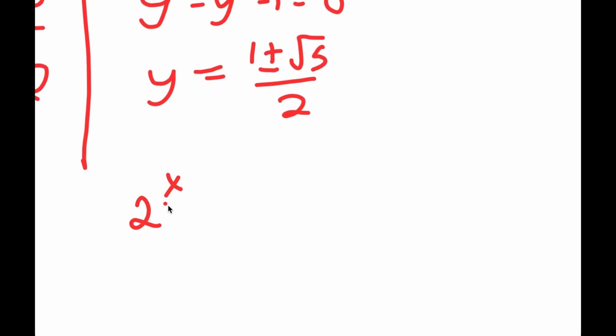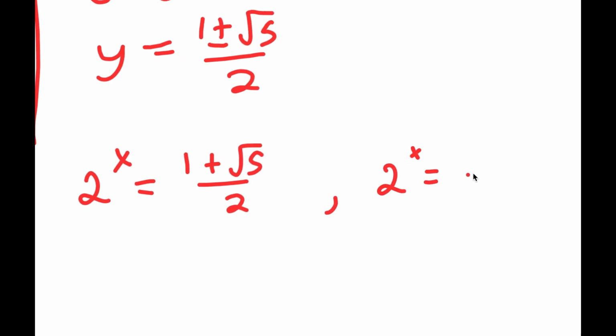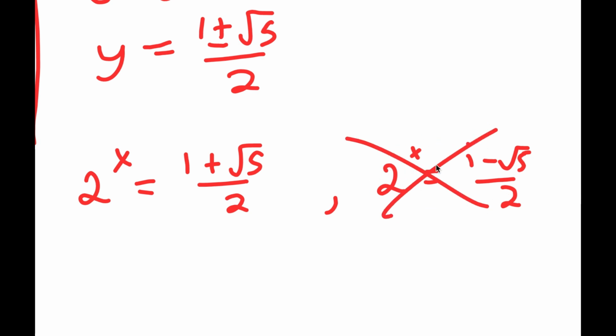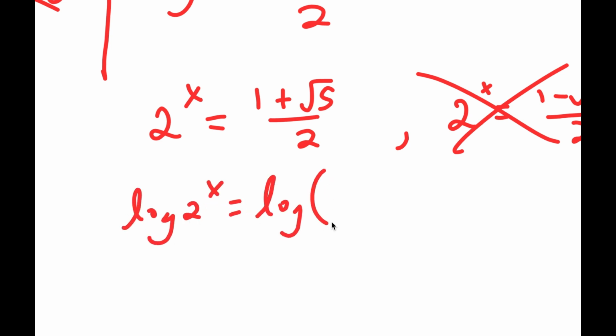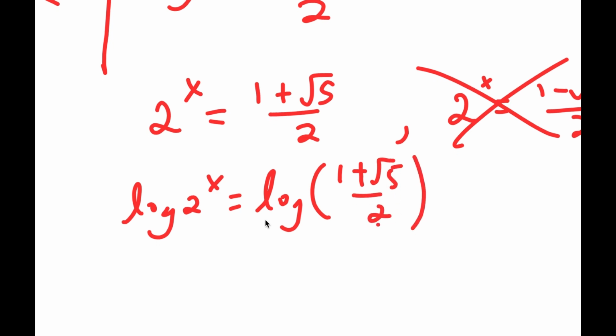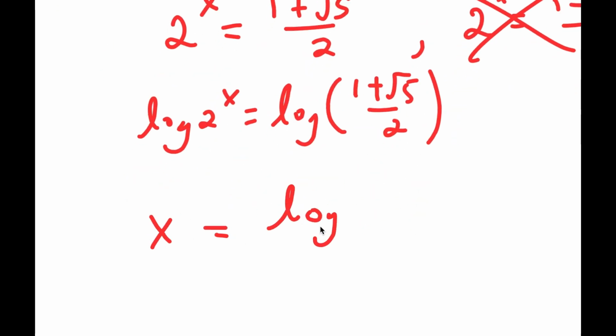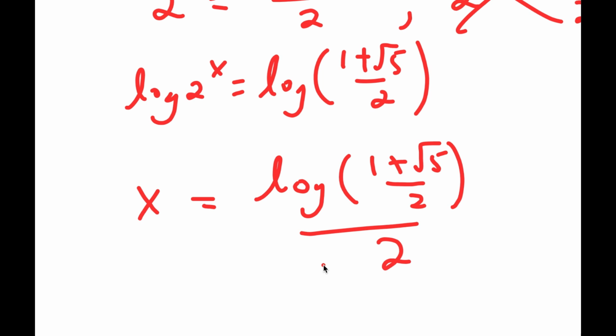Now we have 2 to the power of x is equal to 1 plus the square root of 5 over 2, and 2 to the power of x is equal to 1 minus the square root of 5 over 2. So first off, 1 minus the square root of 5 is negative, and a negative number divided by 2 is still negative. You can't take the power of a positive number and make it negative, so there's no solution for that. So the only solution that we can find is 2 to the power of x equals 1 plus square root of 5 over 2. And to solve this, I'm going to take the log on both sides. And I get x is equal to log of 1 plus square root of 5 over 2, over log 2.